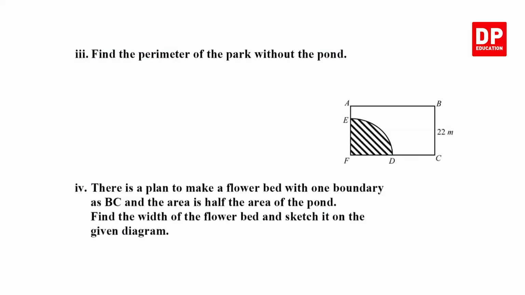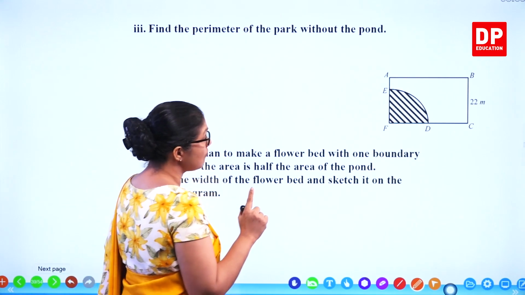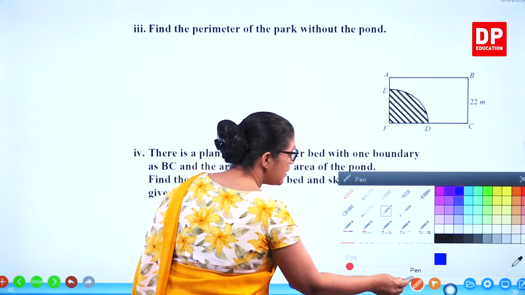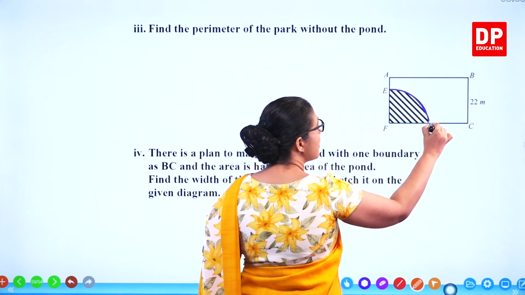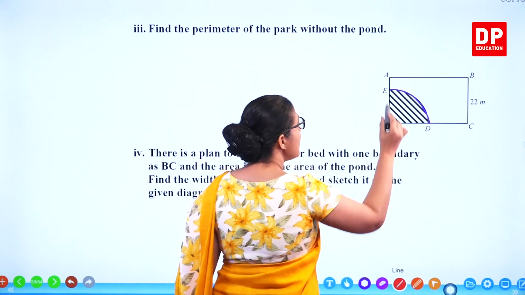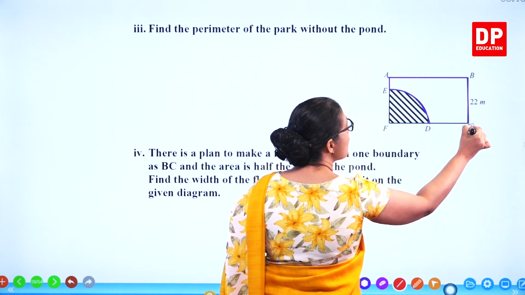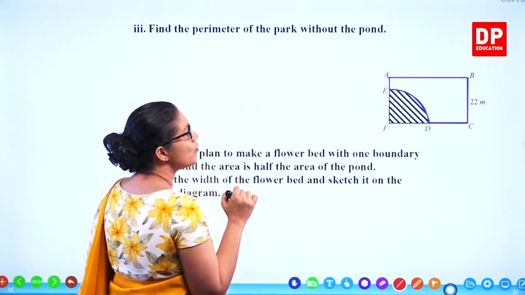Part 3. Find the perimeter of the park without the pond. Perimeter of the park. So that means you need these lengths. You need this arc length and all the other lengths here. This is the perimeter of the park without the pond. So you need to find out all these lengths.